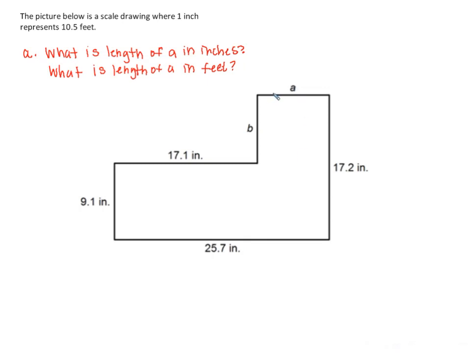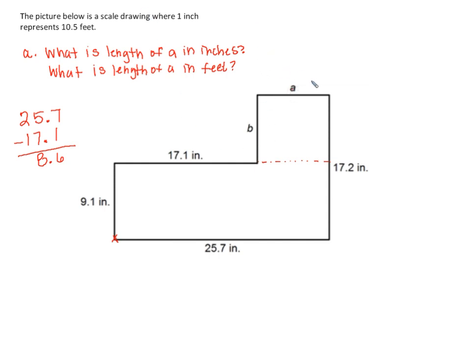Okay, first we need to find the missing length of A, and we're going to use this down here, this 25.7. We know that from here to here is also 25.7, and we know that this is 17.1. So this missing piece is going to be our A. So if we take 25.7 and we subtract 17.1, this will give us our missing value of A.